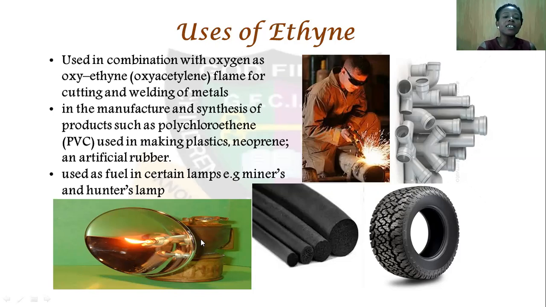Then ethylene is also used in certain lamps like miner's lamp and hunter's lamp to produce light. So it's used as fuel in them. You see this example, this is an example of a miner's lamp. The fuel that is used is actually ethyne. So that's what is used in making this miner's lamp light up.